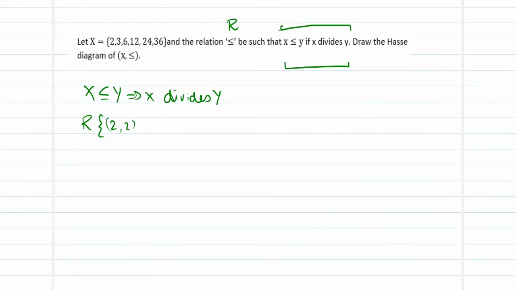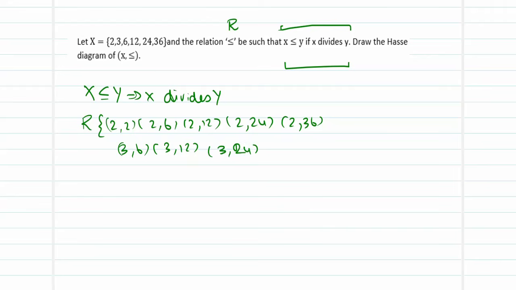2 divides 2, 2 divides 6, 2 divides 12, 2 divides 24, 2 divides 36. Next I have 3 dividing 6, 3 divides 12, 3 divides 24 and 3 divides 36. Also 3 divides 3. Next I have 6 divides 6, 6 divides 12, 6 divides 24 and 6 divides 36.